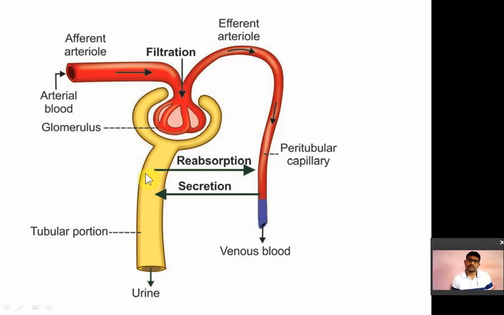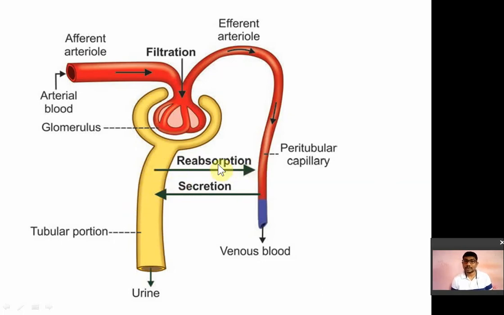Now everything means your nutrition, your vitamins and all that. Nutrition, vitamins, ions, etc. Everything will be filtered here. And after that, you know that your body needs nutrition, sugar, vitamins, and ions, but everything is filtered over here. So whatever is required is taken back again into the blood. Whatever is required is reabsorbed into the blood.